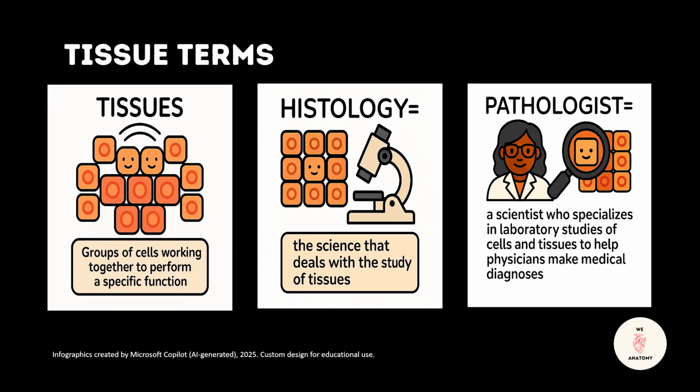Before we go further, let's clarify some key terms. We've established that tissues are groups of cells working together to perform a specific function. Histology is the science of studying tissues, and a pathologist is a specialist who examines tissues and cells to help diagnose disease. These roles are critical in healthcare. Every biopsy and most every lab report you'll encounter involves histology. So when you hear these terms in practice, you'll know they're all about understanding tissues at a deeper level.